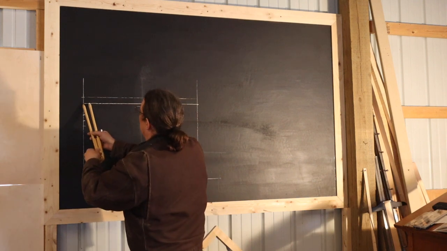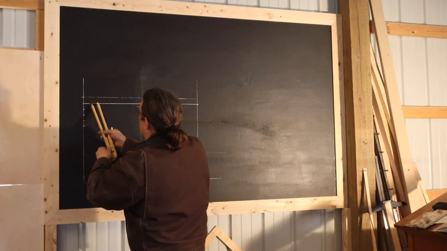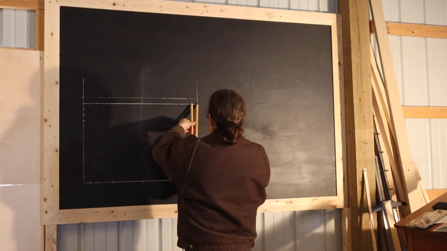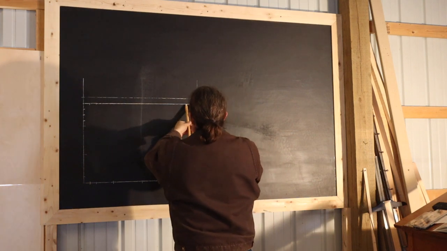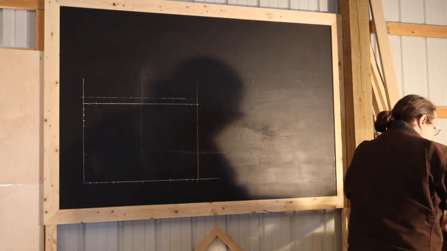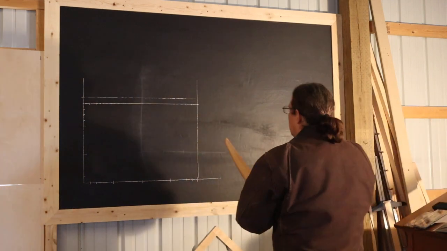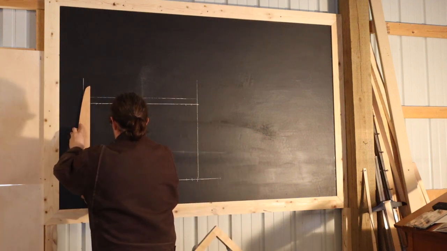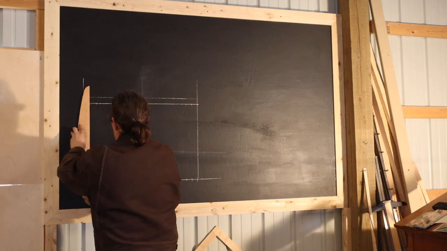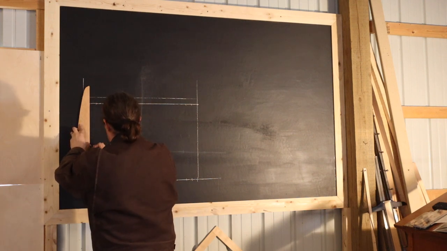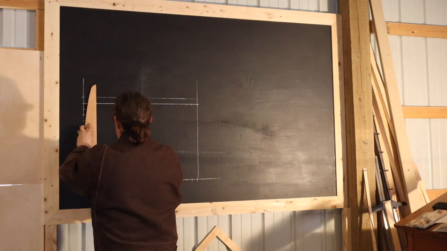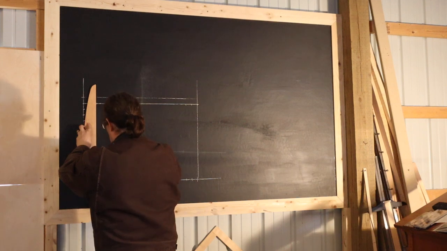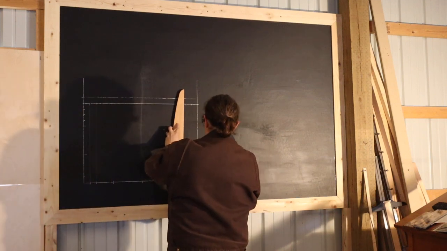I'm going to do the same thing up here. Now I'm going to lightly draw vertical lines that are going to mark where the legs of this stool are. Lightly because I'm going to have to erase part of this later, and I don't want to have to work too hard to do it.